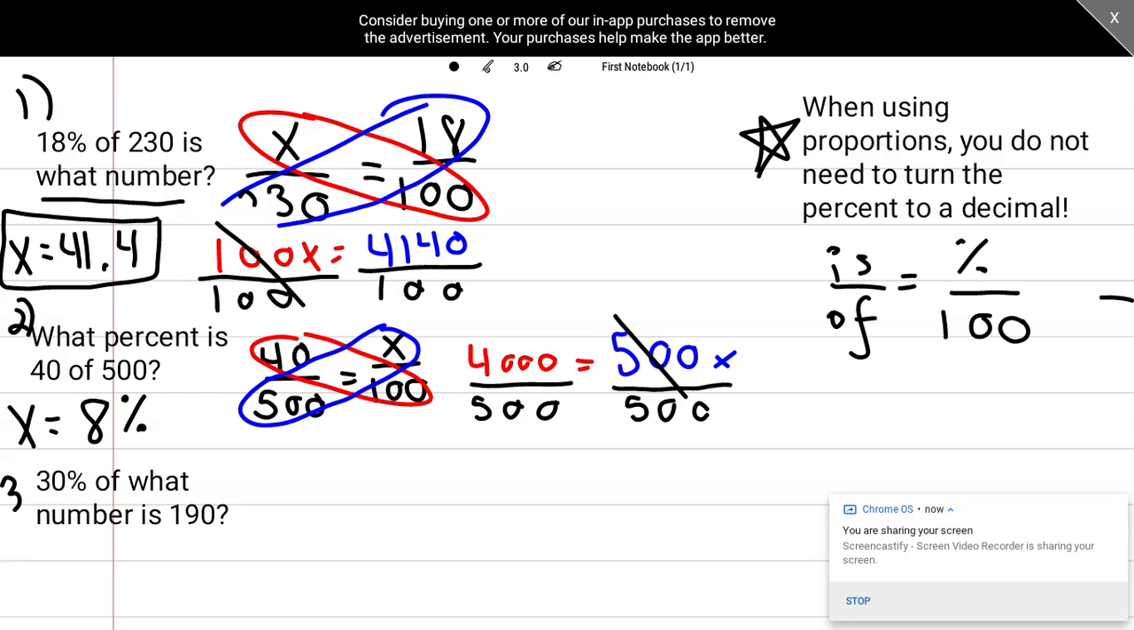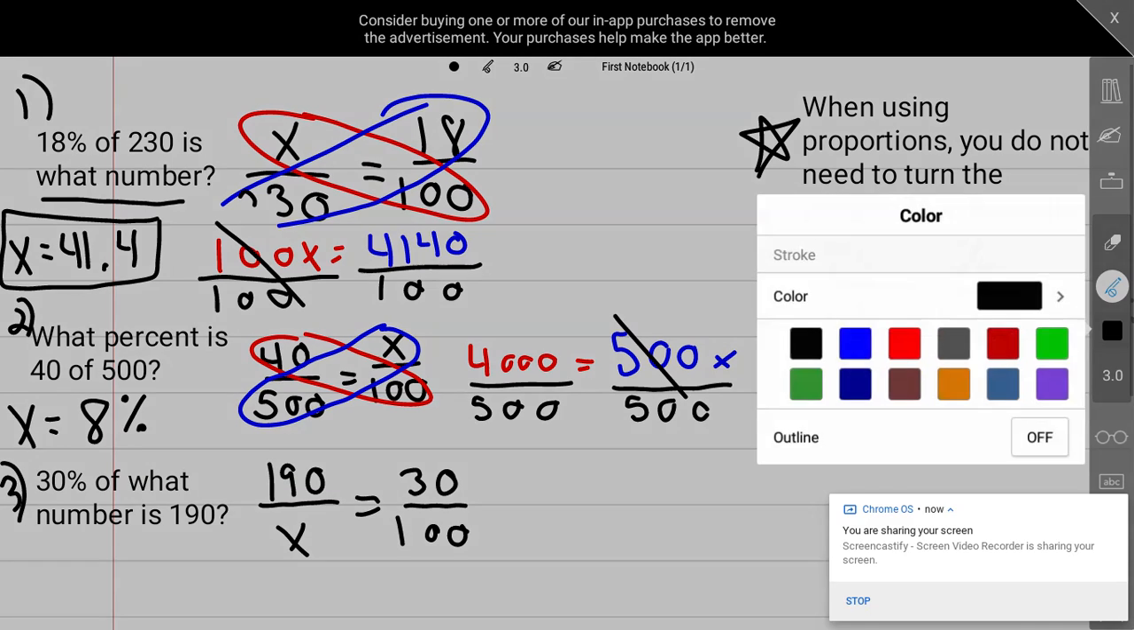Let's look at this last one, number 3 here. 30% of what number is 190? So is 190, there it is. I'm trying to find my of. Now I have my unknown in the denominator. That doesn't change our technique at all. Equals 30 over 100. So from here, let's change colors one last time.